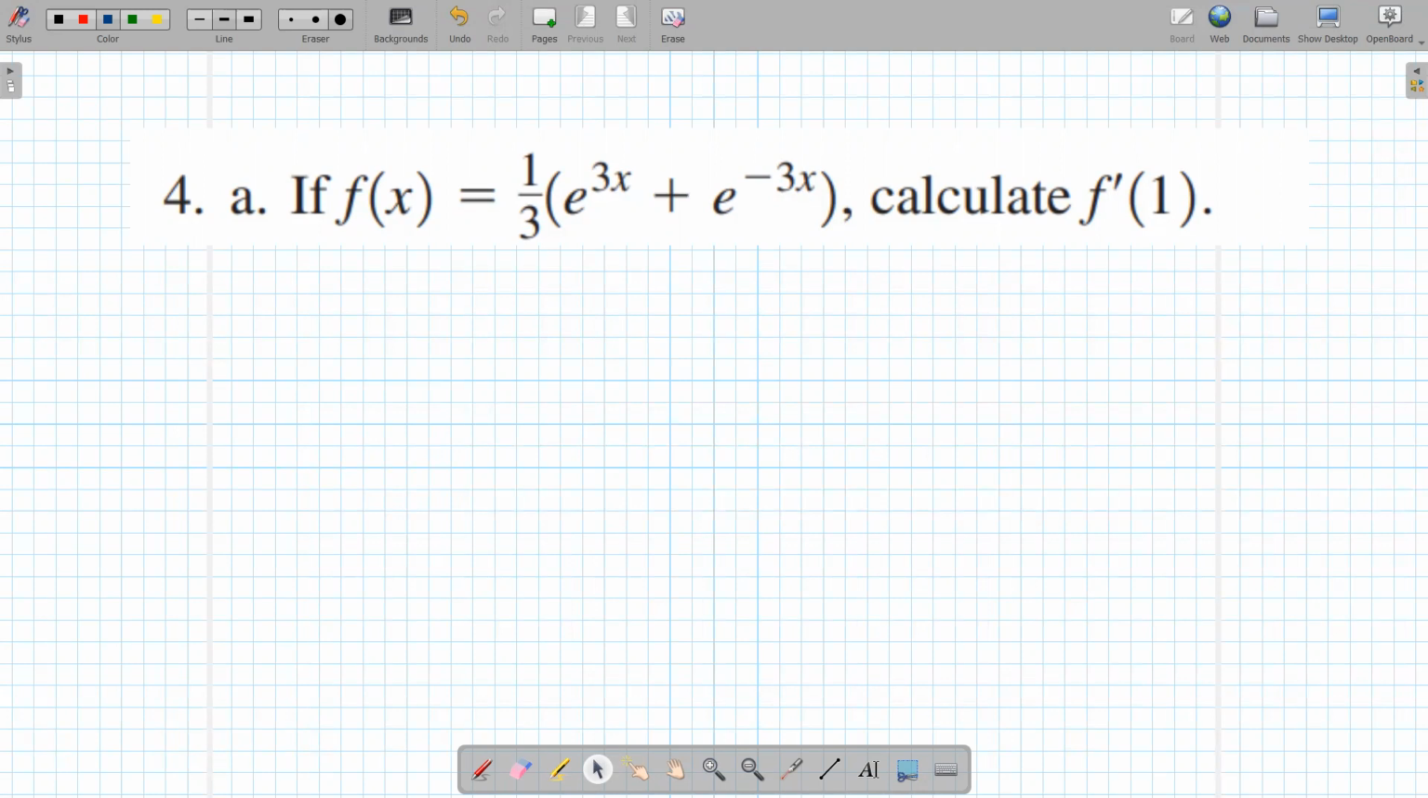You just open the brackets. Maybe it will make your life a little bit easier. Let's open the brackets. Just throw 1 over 3 in there. It's going to become 1 over 3 e to the 3x plus 1 over 3 e to the minus 3x. What's the derivative of 1 over 3 e to the 3x?